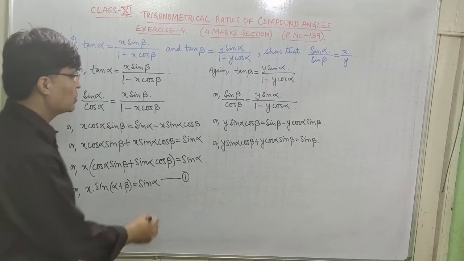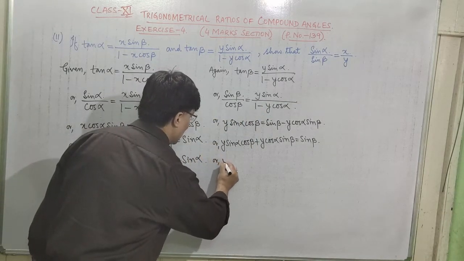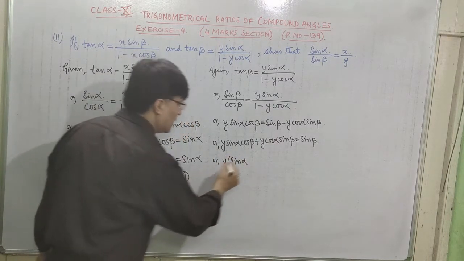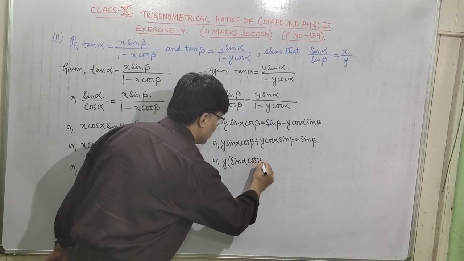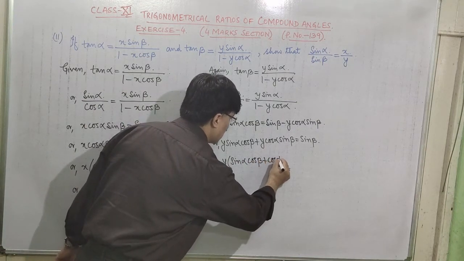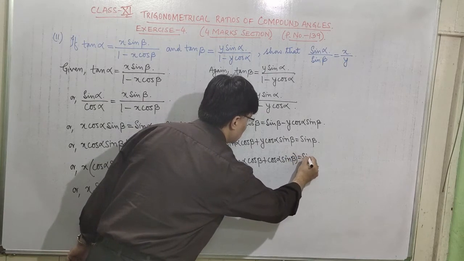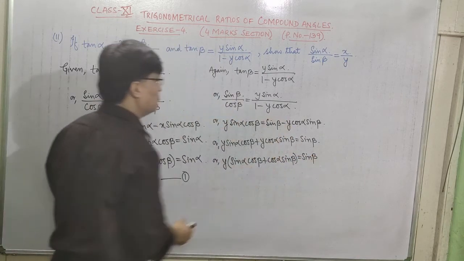Understood now? So what is common out here? Here y is taken common, so within bracket what do we have? Sine alpha cos beta plus cos alpha sine beta, which is equal to sine beta.